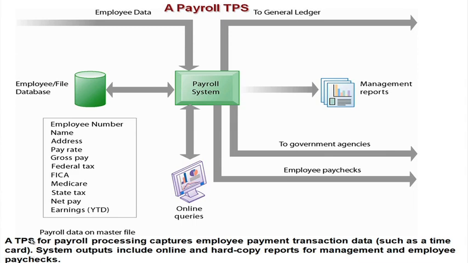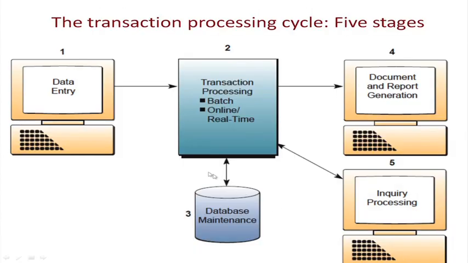So, this TPS for payroll processing captures employee payment transaction data, and it produces output which includes both online and hard copy, and it can also provide answers to certain online queries. But the point to note is that the kind of calculation that happens within this system is very rudimentary. They do not involve any kind of complex analytical or statistical models. This is the characteristic of every transaction processing system.